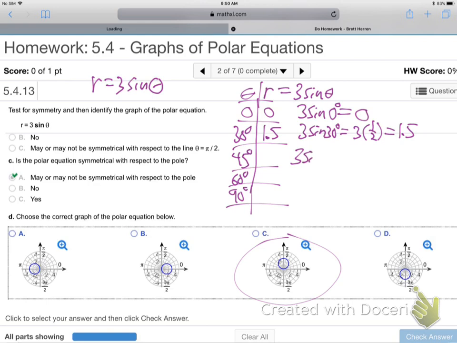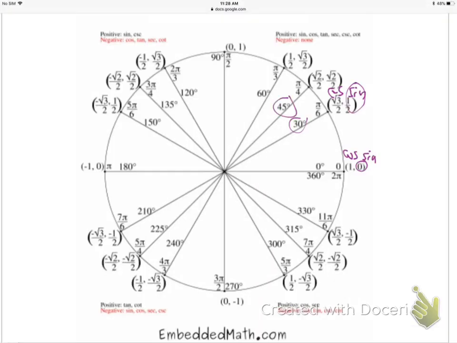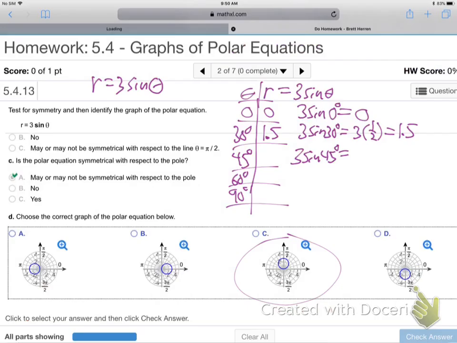So how about the next one? 3 sine 45 degrees. Well, what's the sine of 45? Here's 45. Sine is root 2 over 2. So this is 3 times root 2 over 2. Hit the buttons on your calculator. 0.7, I think it's something. I don't know what it is. 2.1. You don't need to be more accurate than that.